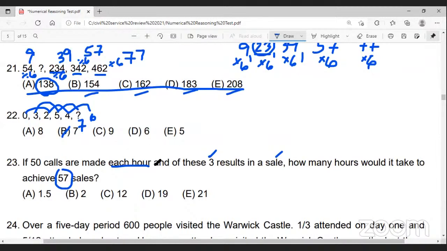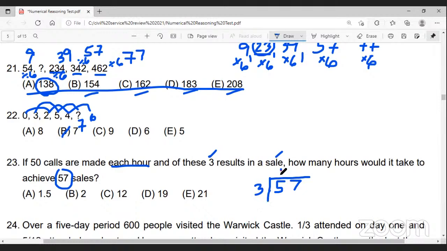When we add another hour, that would be 6 results. So how many hours until we get 57 all in sales? 3 sales in just 1 hour. We simply try to divide 57 by 3. That pertains also to the number of hours. Can you divide by 3?